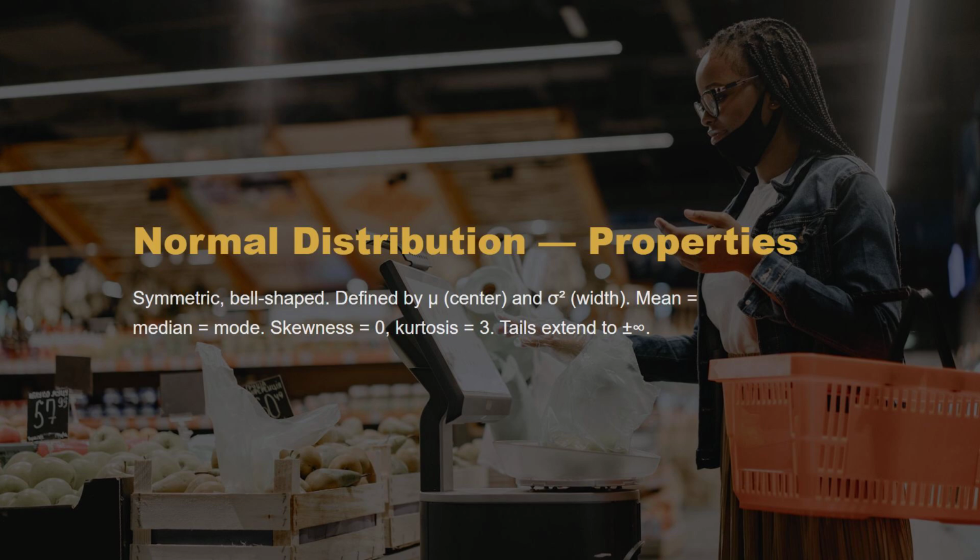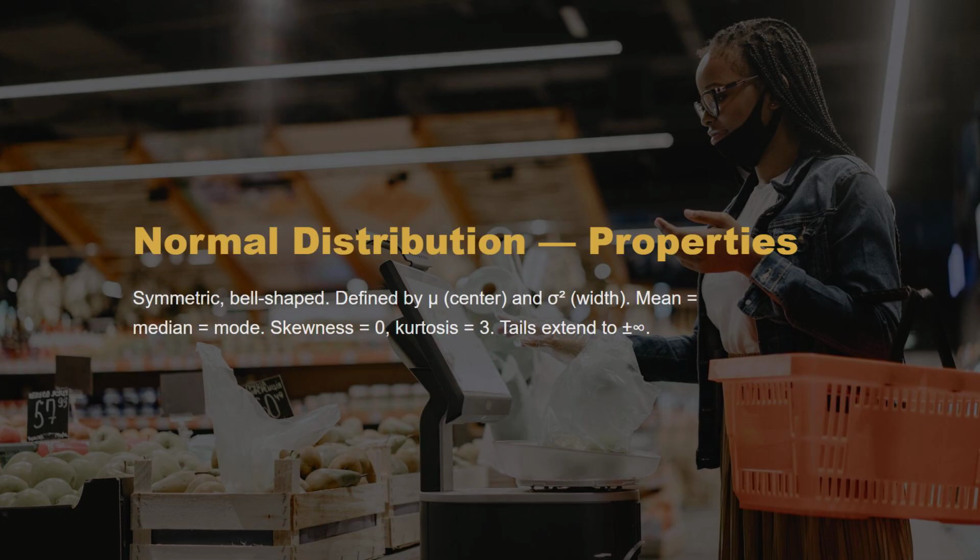Key properties. The distribution is symmetric around the mean. The left half is a mirror image of the right half. The mean, median, and mode are all equal. The tails extend to infinity in both directions, but never touch 0. There is always some probability of an extremely large or extremely small value. Skewness is 0 because of symmetry. Kurtosis is 3, which is the baseline for a normal distribution.